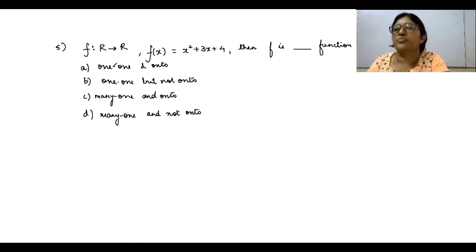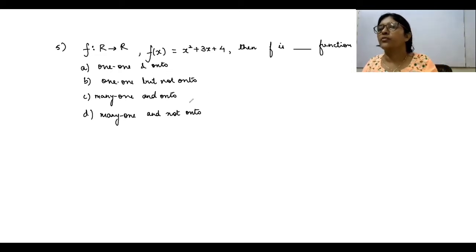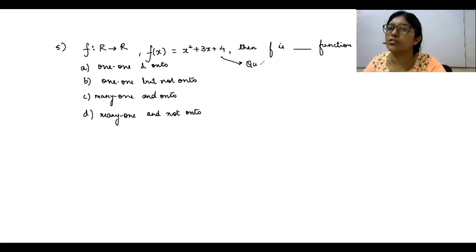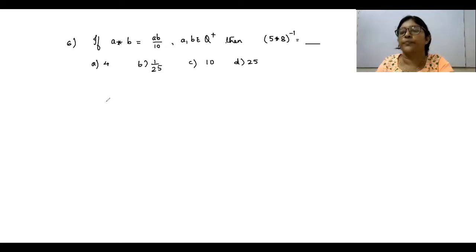So this is a question based on relation and function. Now in here, we have f(x) equal to x square plus 3x plus 4, which is a quadratic equation. When it comes to questions on functions, where we are asked whether it is 1-1 and onto, and it's a function from R to R, then a linear function is always going to be 1-1 and onto, and a quadratic is always going to be not 1-1 and not onto. That is many-one and not onto is the answer.